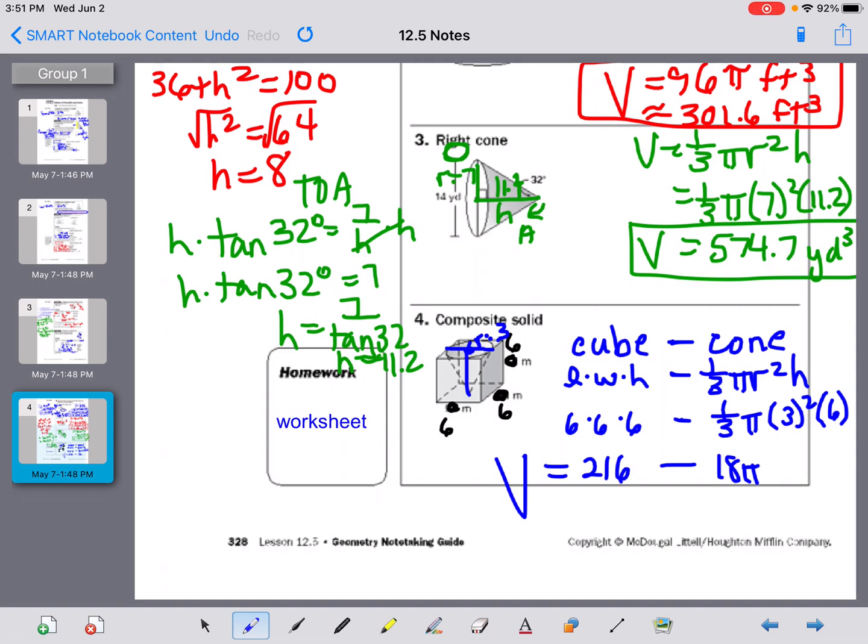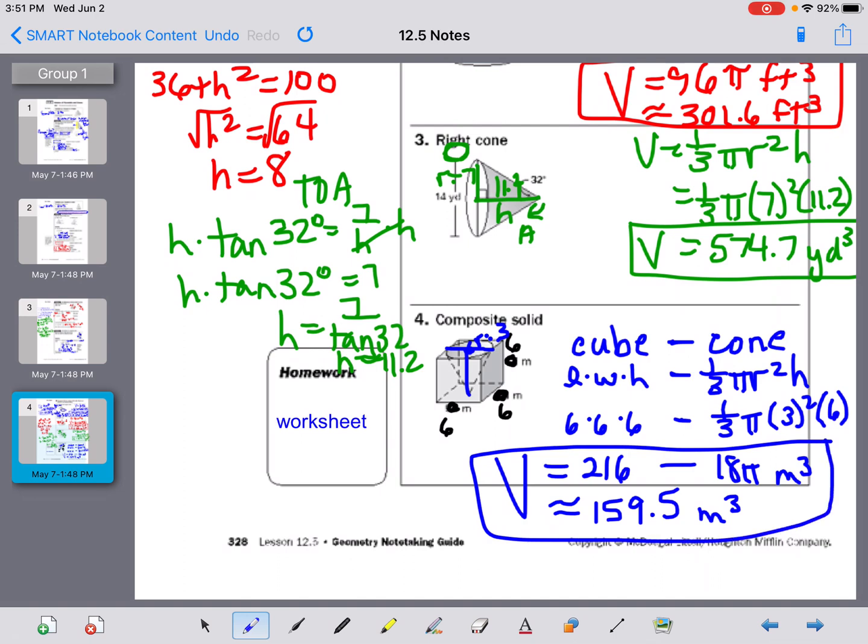When I subtract those on my calculator, I get about 159.5, and that's going to be in meters cubed. So my exact includes the pi answer, and my decimal is an approximate. All right, so that's volume of pyramids and cones. Remember, 1/3 when you do those. All right, let me know if you have any questions.